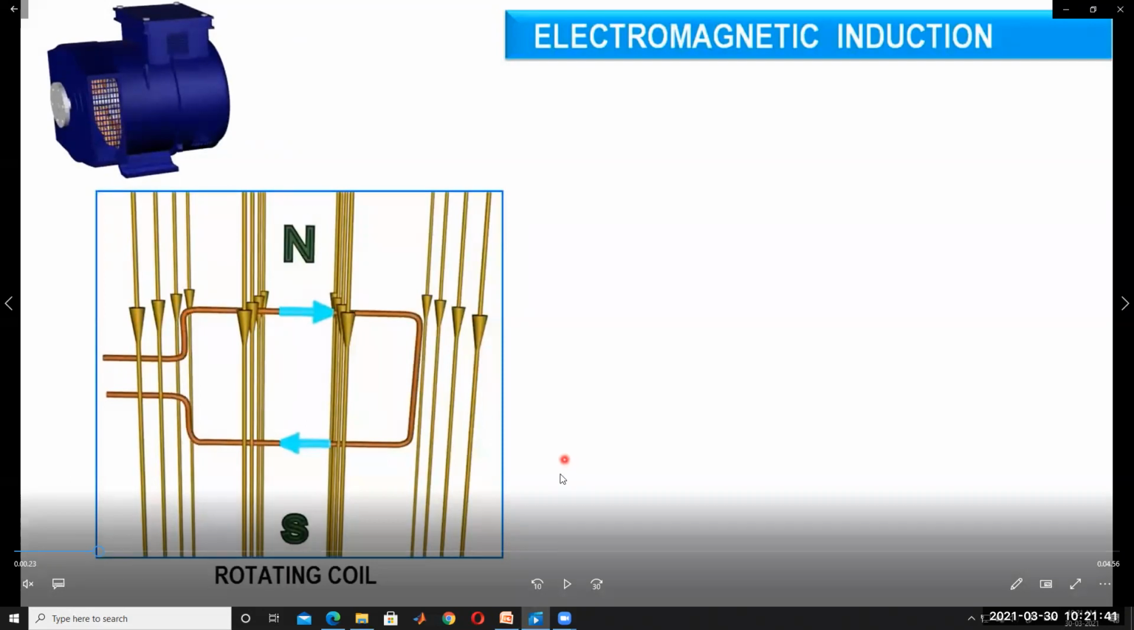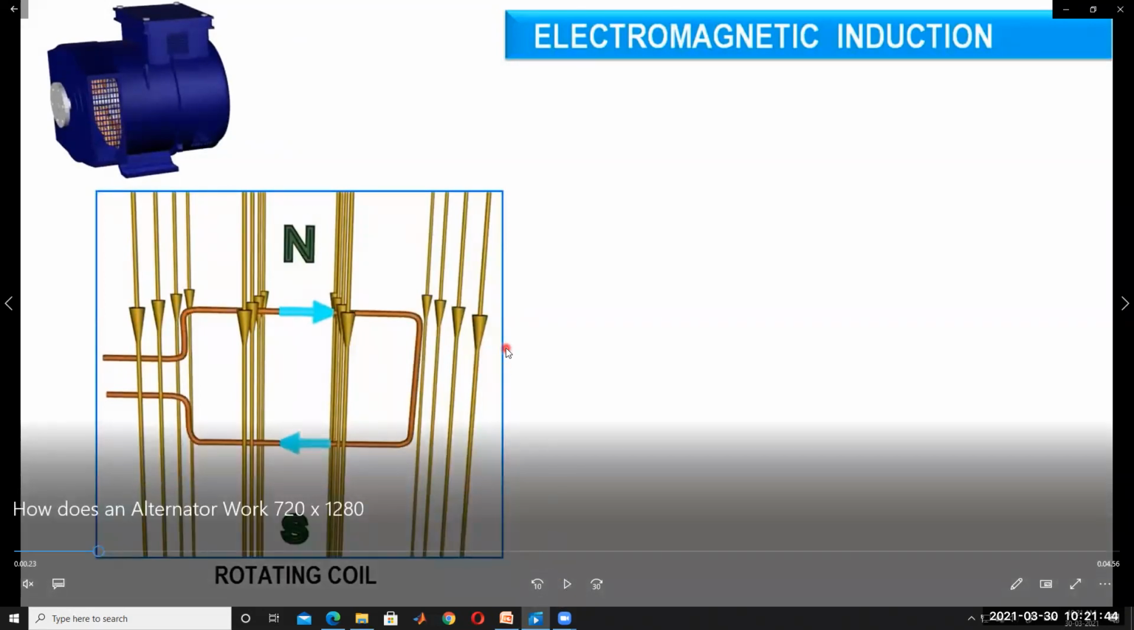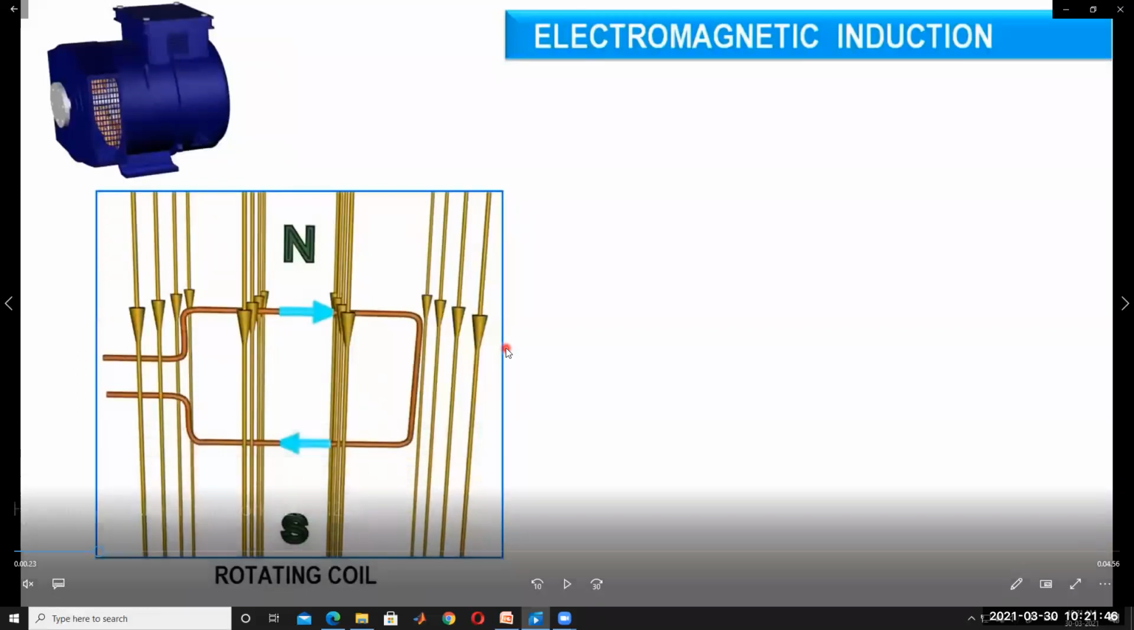Understood? A DC generator produces dynamically induced EMF. Am I right or not? In a stationary magnetic field between the north and south pole, the armature conductors are rotating and experience an EMF. That is called dynamically induced EMF in a generator. Statically induced EMF is what we get in a transformer.